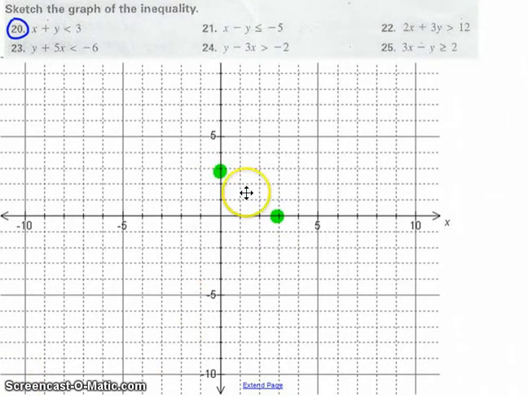Once I've got 2 points, I simply draw a line through those 2 points. These happen to be 2 intercepts, the y-intercept and the x-intercept, all the easier to figure out what the equation is, but any 2 points are all you need in order to draw a line. So let's go ahead and draw that line.